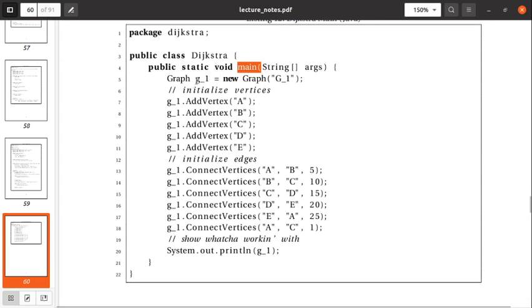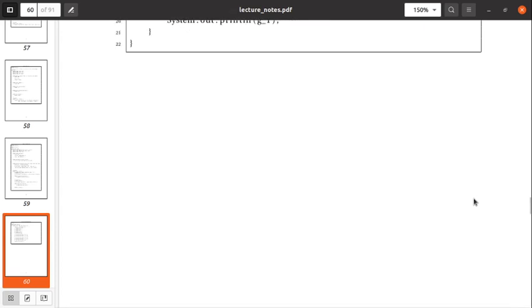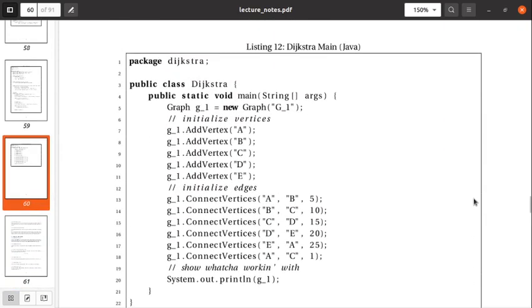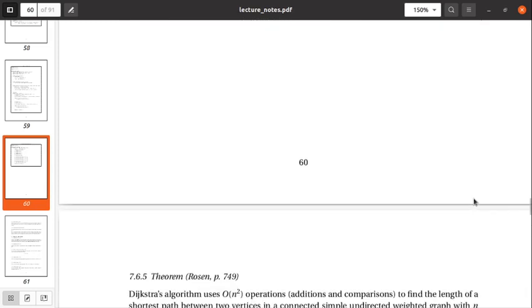Okay, so we invoke main, we create the new graph, and then we add the vertices, right, one at a time, A, B, C, D, and E, and then we connect the vertices. And then the version that I have attached in the lecture notes doesn't have invoke solve Dijkstra, so we'll have to take a look at that hopefully next time. But if I still don't have access to it, then it'll have to be the first class after spring break. We'll see. But that's how you set up the problem.